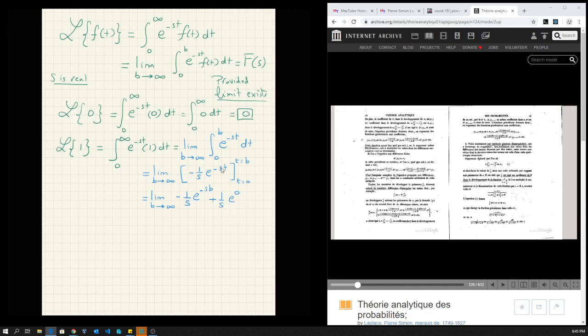Right? Because if you put 0 there, that becomes e to the 0. What's e to the 0? That's just 1. So this is the limit as b approaches infinity of 1 over s. Let's write that first, because this is just 1. I'm going to move it up front. Minus 1 over s times e to the negative sb.